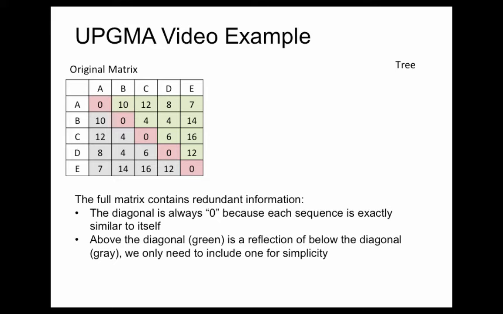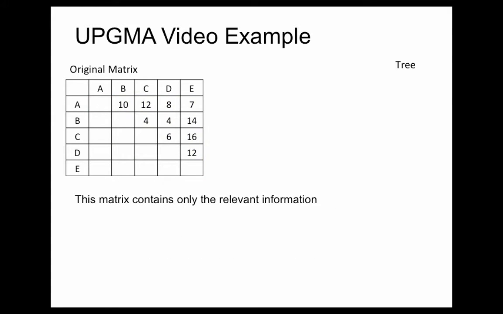Like I say here, the green and the gray are just the same information. Because if you look at the difference between A and B, it's 10. But if you look at the difference between B and A, it's also 10. Okay, so that's simple matrix stuff. But really, we can just focus on this, just to make it easy. So this is how it's represented in the homework.